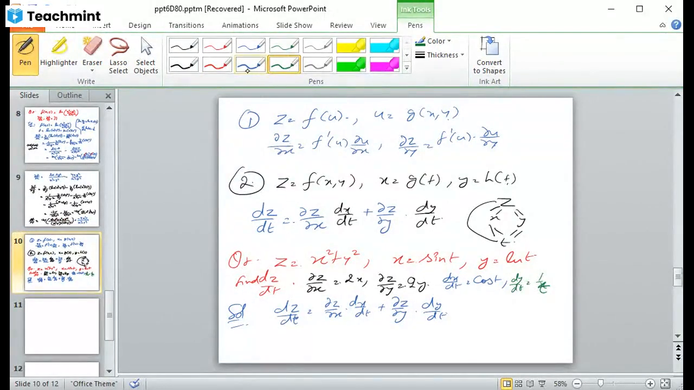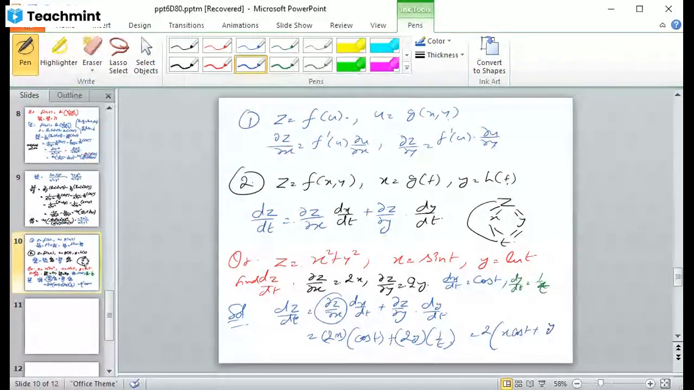So what is the answer? ∂z/∂x is 2x, dx/dt is cos t. ∂z/∂y is 2y, and the derivative of y with respect to t is 1 upon t. So this is the value of dz/dt. I can write it as 2 times (x cos t plus y upon t).